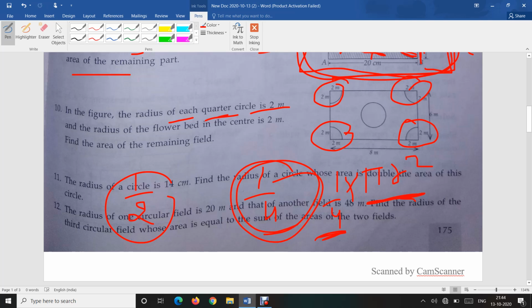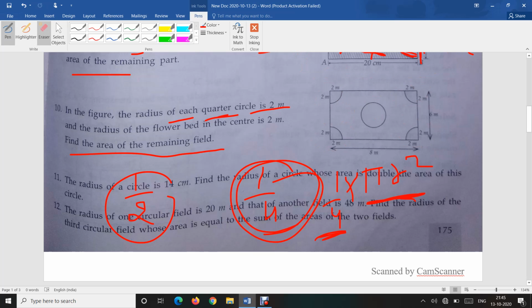The radius of this quarter circle is given, and each quarter circle is of 2 meter radius, and the radius of the flower bed, which is in the center, is also 2 meter. Radius for this is also 2 meter, and find the area of the remaining field. See, it is talking about the area of the remaining field.